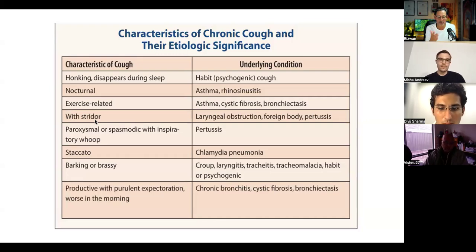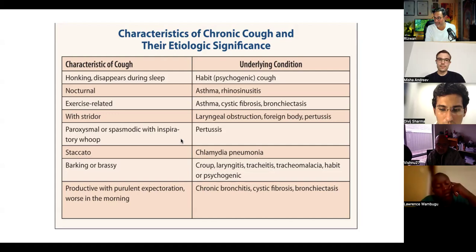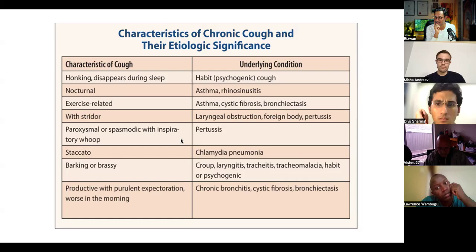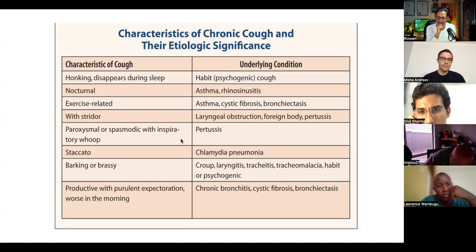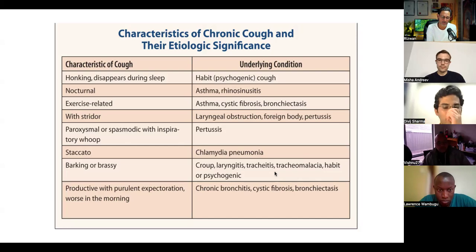Stridor suggests laryngeal obstruction, which would be much more acute; the history won't be 3 months. Paroxysmal or spasmodic cough with an inspiratory whoop suggests pertussis. Pertussis is also known as the 90-day cough, in Chinese proverb, and it can go on for 3 months. Staccato cough suggests Chlamydia pneumoniae, which can also go on for a long time. Barking or brassy cough suggests croup, laryngitis, or tracheitis, all quite acute, not long. Productive cough with purulent expectoration suggests chronic bronchitis, cystic fibrosis, or bronchiectasis.